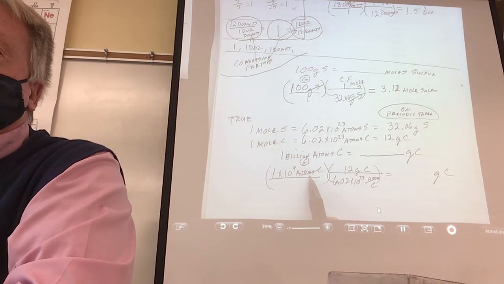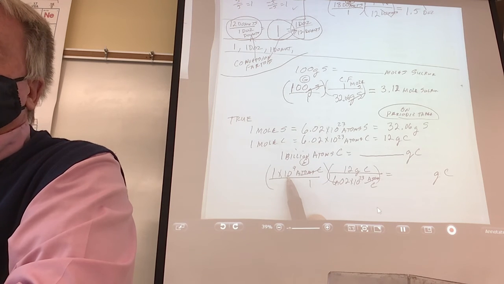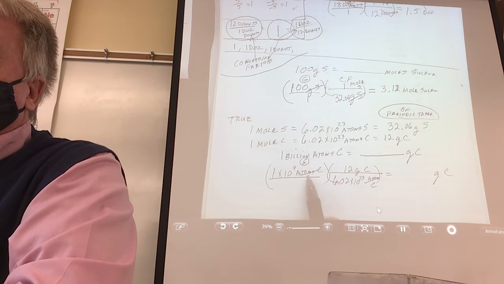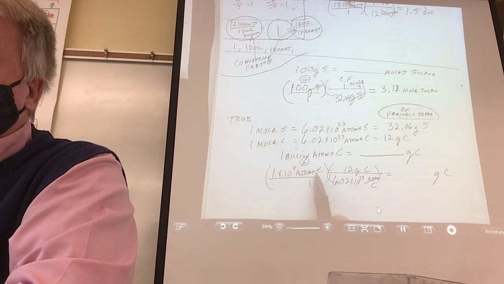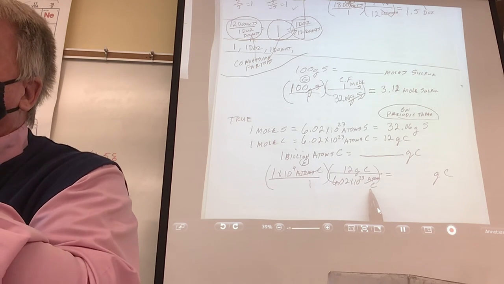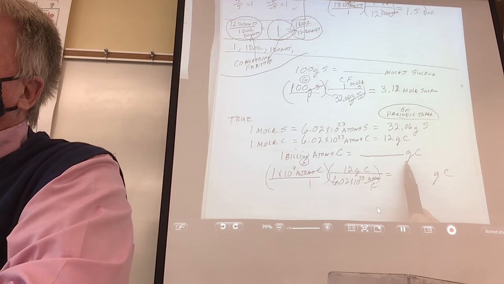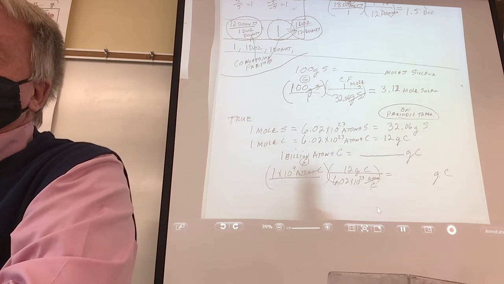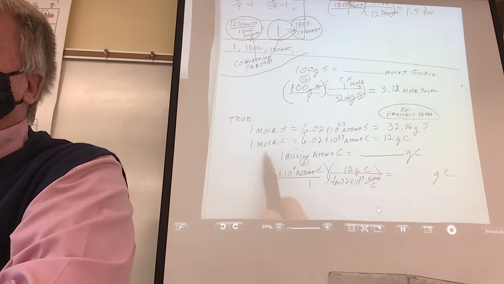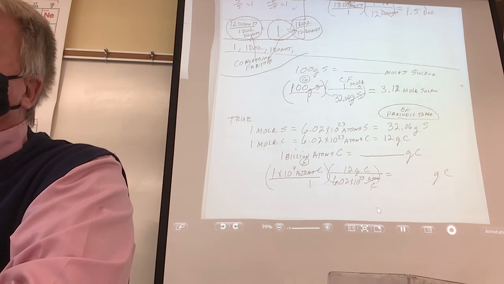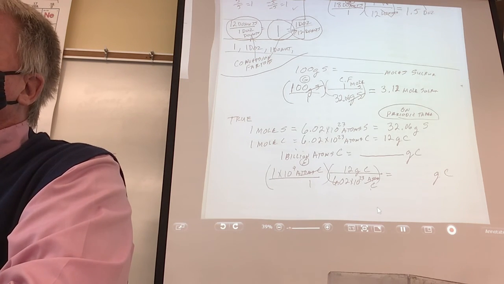I needed to get rid of what label? And I changed the billion into 1 times 10 to the 9th. And I needed to get rid of atoms of carbon, so I put atoms of carbon down here. Did everybody do that? What did you want to convert it into? Grams. Well, I had that. But you didn't use mole. I didn't use it for this one. I don't need it for this problem.